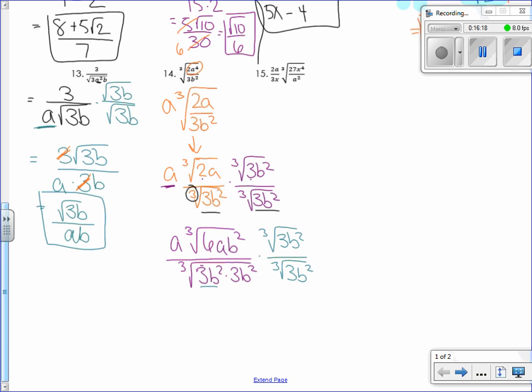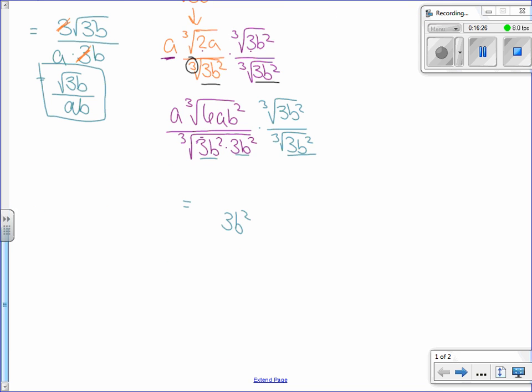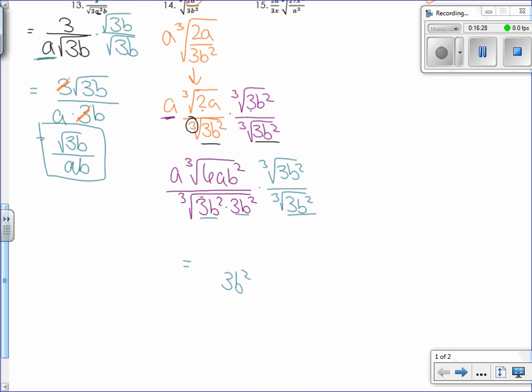And now if you look, 1, 2, 3, and that's what I needed. So now my denominator is just 3b squared. Let me extend again. And then in my numerator, I've got a times the cube root of 6 times 3, that's 18. I've got an a, and then I've got 4 b's.